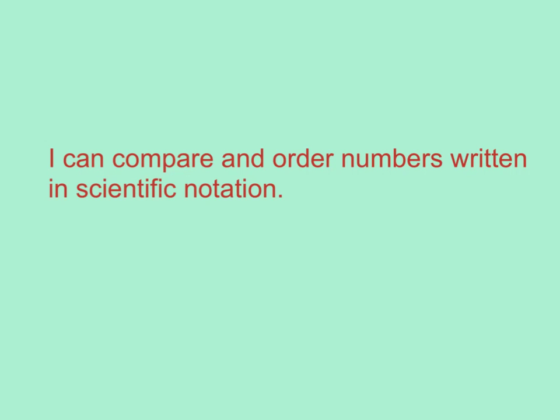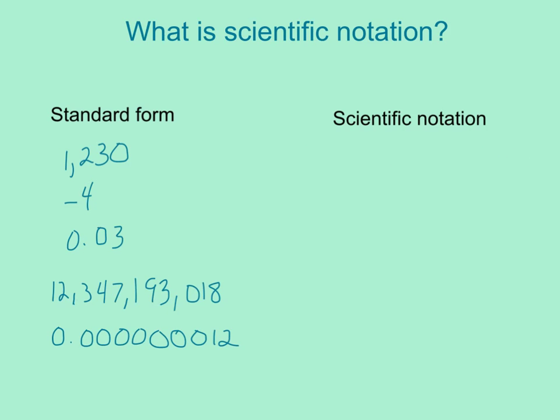Today's learning target is I can compare and order numbers written in scientific notation. The first thing that we want to talk about today is what is scientific notation. So when we have numbers that don't contain exponents, they're written in what we call standard form. So these are all examples of standard form.